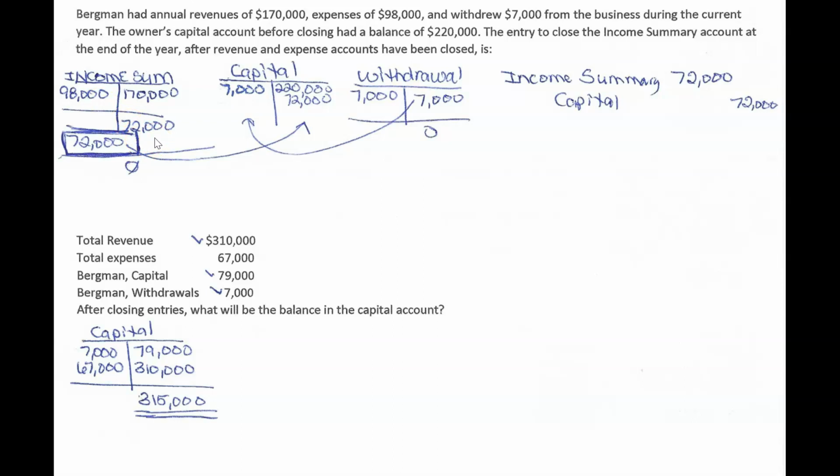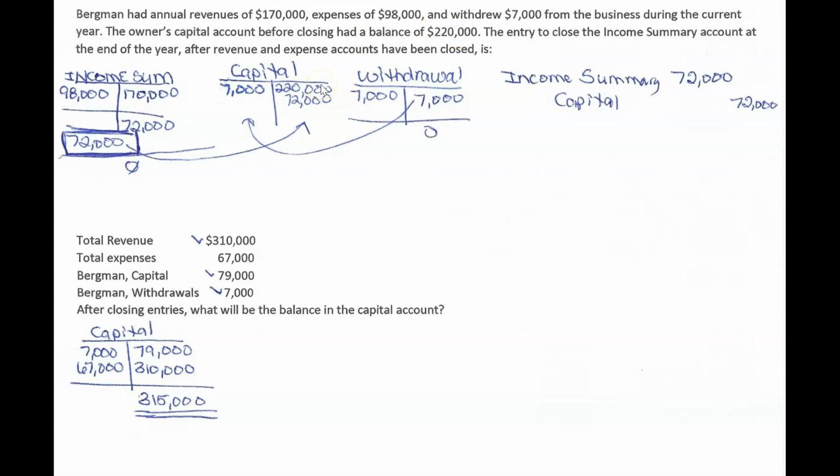And income summary now is going to be closed out into the capital account. Income summary has a credit balance of $72,000, so to close it out, we debit the income summary $72,000. So I drew a big box here around that. The capital account had a balance already of $220,000.